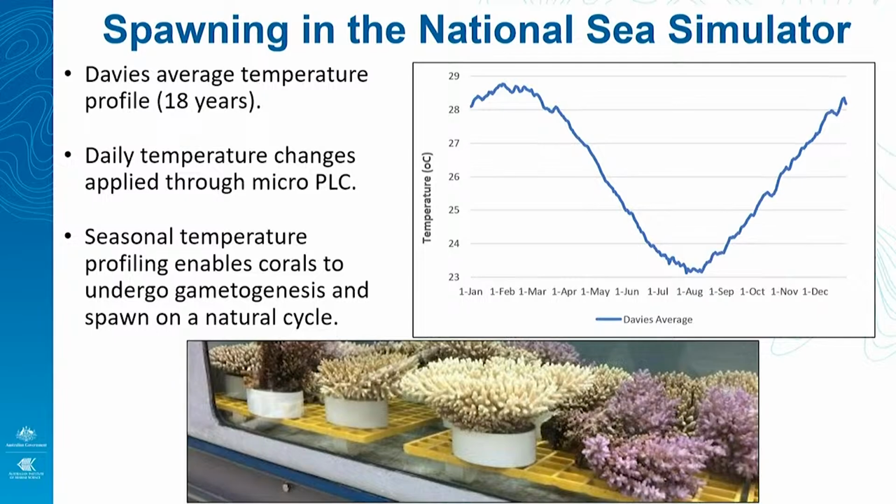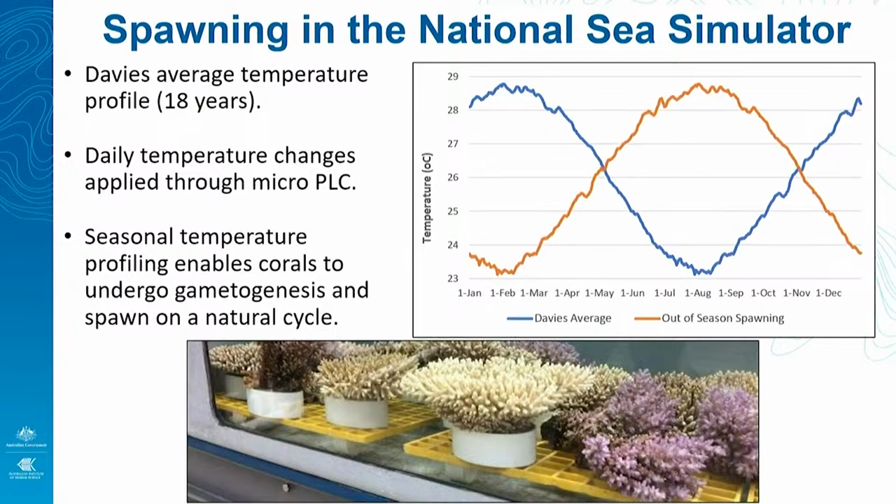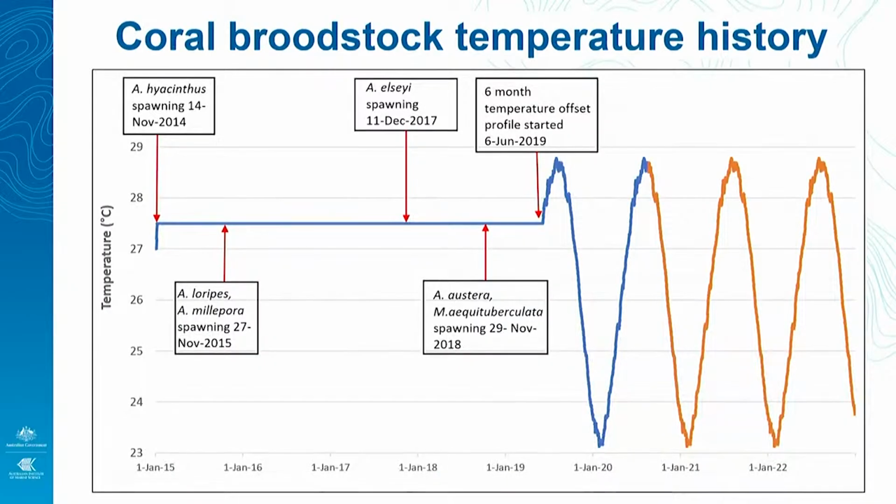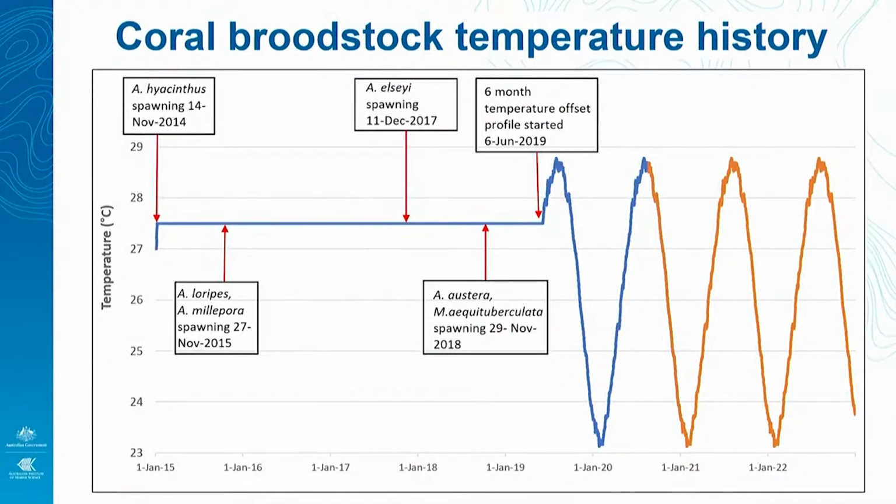So in terms of developing an offset profile, we simply took this temperature and offset it by 6 months. And so currently, back at AIMS, these corals are coming into the summer period where we expect some spawning in the next month. Over the last 10 years, this project's been going for a very long time, we started to generate F1 broodstock from those wild collected colonies. From 2014, we started developing F1s across 5 different Acropora species and 1 Montipora. And once we'd felt we had enough broodstock and they were of expected size or age to be reproductive, we applied that 6-month offset profile in June 2019.